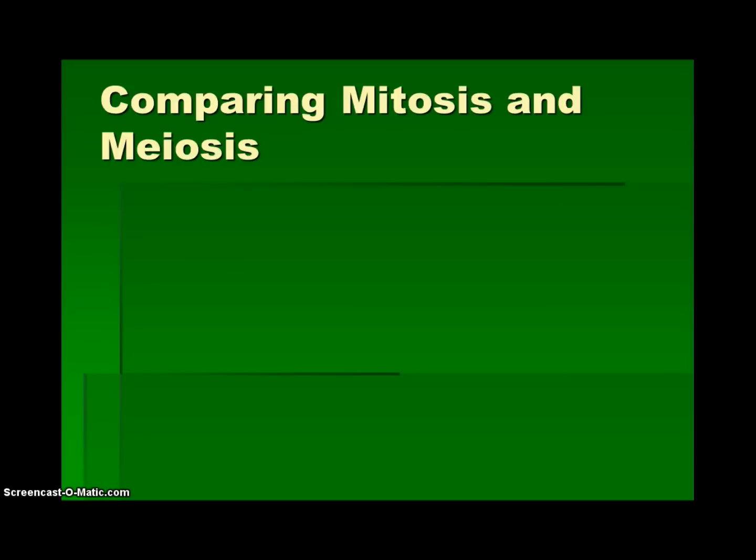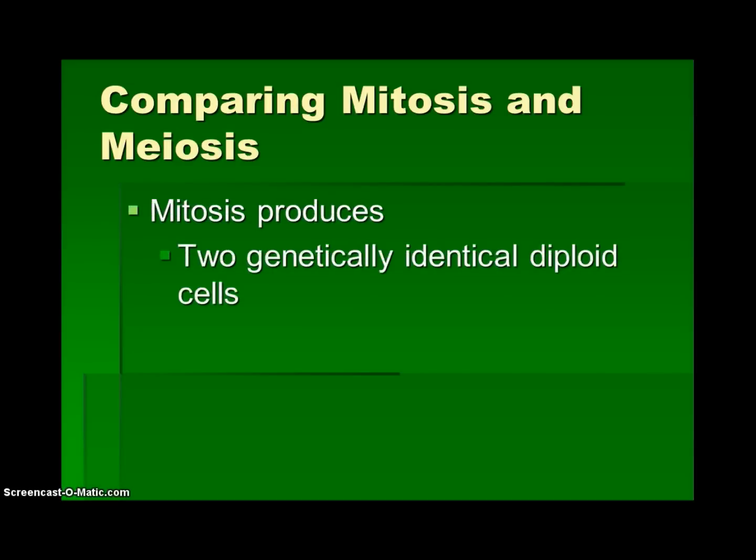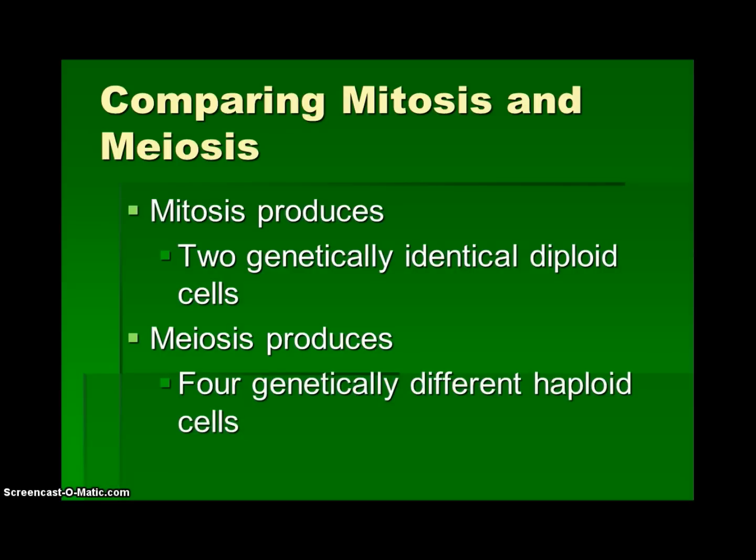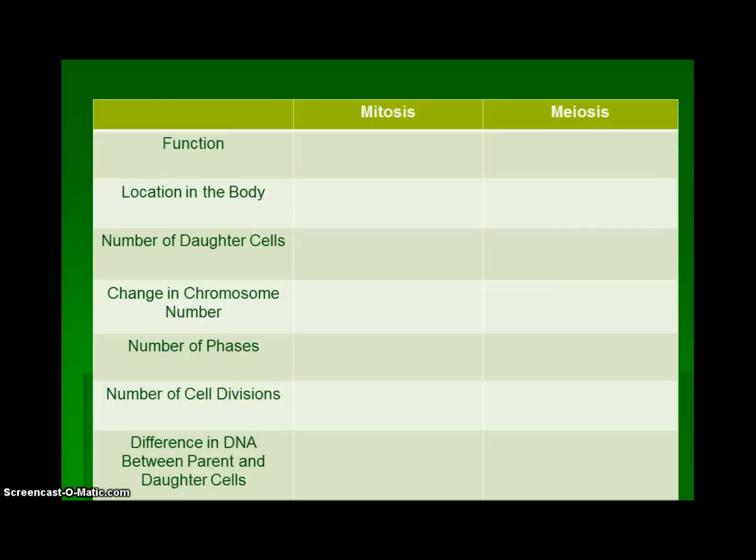Comparing mitosis and meiosis. Mitosis produces 2 genetically identical diploid cells, and meiosis produces 4 genetically different haploid cells. So mitosis produces 2, meiosis produces 4. Mitosis is going to be the same, and meiosis is going to be different. This is a great table that I want you to fill out for your notes.